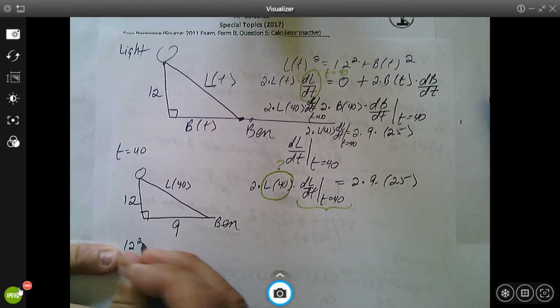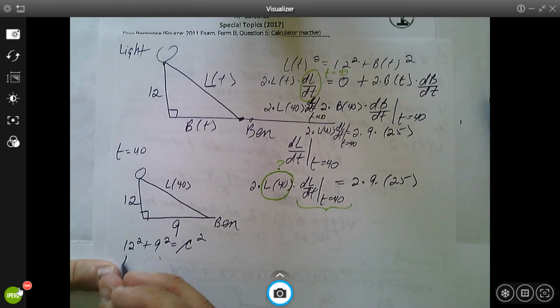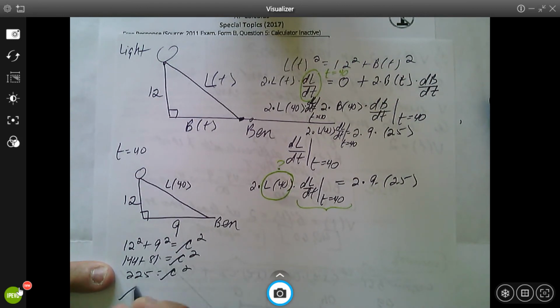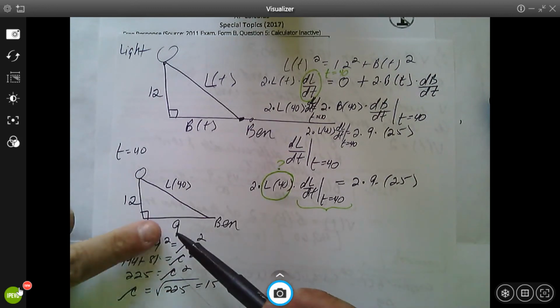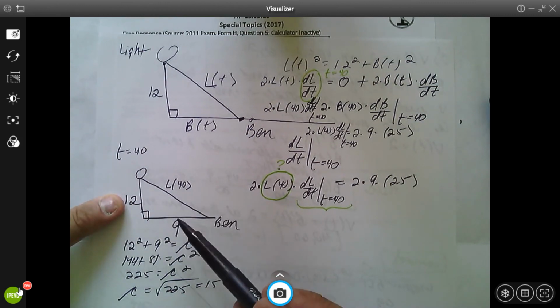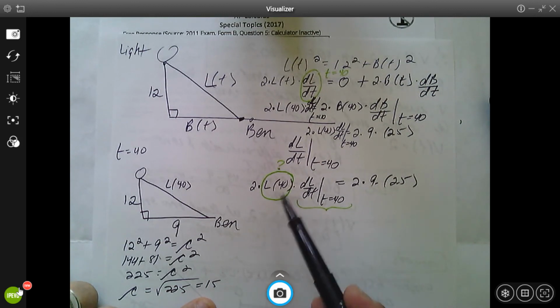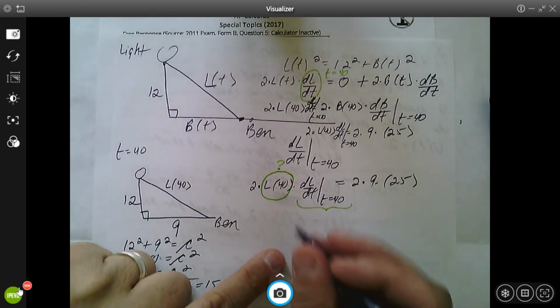Because you have a right triangle, 12 squared plus 9 squared, just for now let's call that C. 144 plus 81 is C squared. C is the square root of 225, that's equal to 15. You may have also noticed that this is the 3, 4, 5 right triangle, except multiply all the sides by 3. That 15 is the value of L(40).